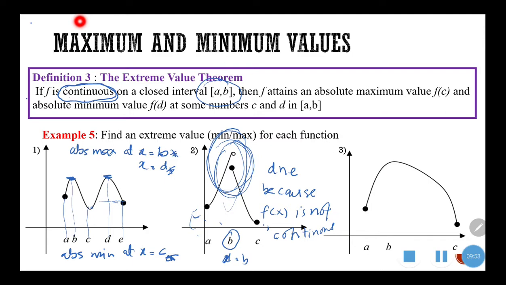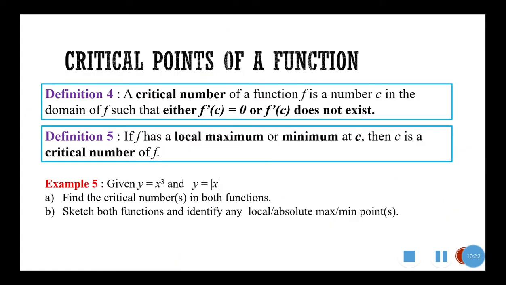Alright, now proceed to number 3 in example 5 here. This one is very simple. What is the absolute maximum? Absolute maximum at x equals, the highest is definitely point B, so x equals B. Absolute minimum at x equals C, the lowest one. Alright, so that's it for example 5.